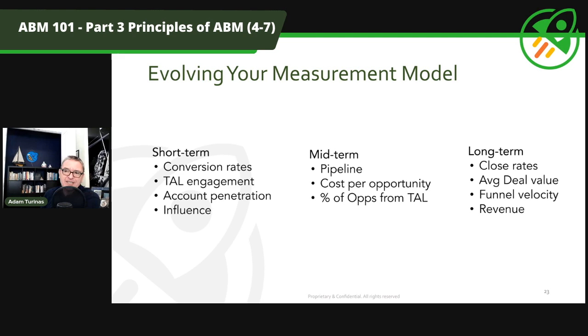As I mentioned, it's really hard to perfect this. So what you're going to want to do as you develop an ABM strategy is think about how you're going to evolve it. Maybe in the short term, you look at fairly easy things to see, like conversion rates. I don't mean sales conversion rates, I mean marketing conversion rates from engaged to lead. Can you track what percentage of the target accounts are engaging with you? Can you track which accounts you've got some penetration with?